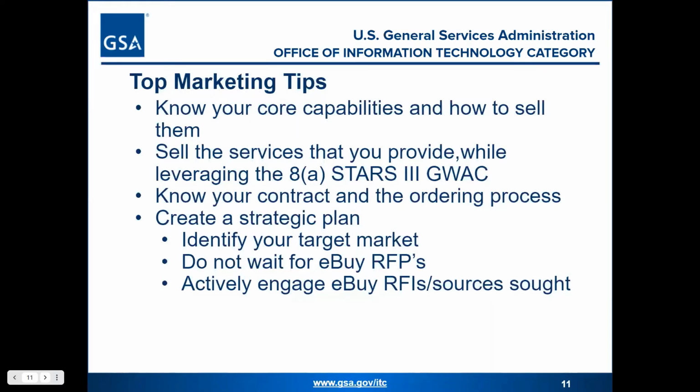Know your contract and the ordering process. So this 8A Stars 3 GWAC, it's new to all of us, right? And we don't expect you to know the contract from beginning to end and every clause and every term, but you should know your contract enough to where somebody might ask you, what is the period of performance? What is the task order duration? You should know the contract scope. You should know the contract types that are allowed. You should know the competitive threshold. You should know the delegation of procurement authority process. And all of those things are listed in your master contract.